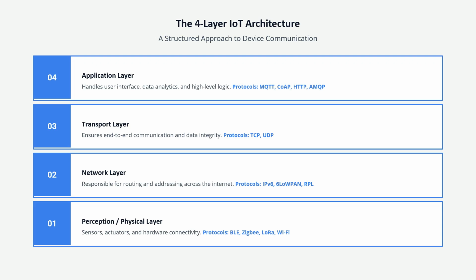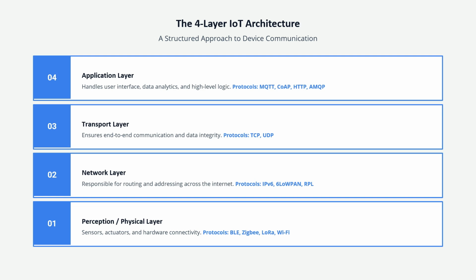Let's begin by understanding the architecture behind IoT communication. IoT communication follows a four-layer architecture. At the bottom, we have the perception or physical layer. This includes sensors, actuators, and connectivity technologies like Wi-Fi, BLE, Zigbee, and LoRa. Above that is the network layer, responsible for routing and addressing using protocols like IPv6 and 6LoWPAN.